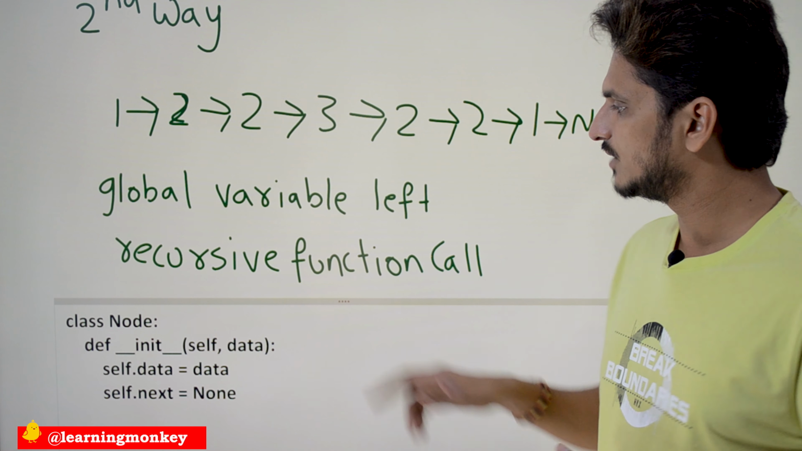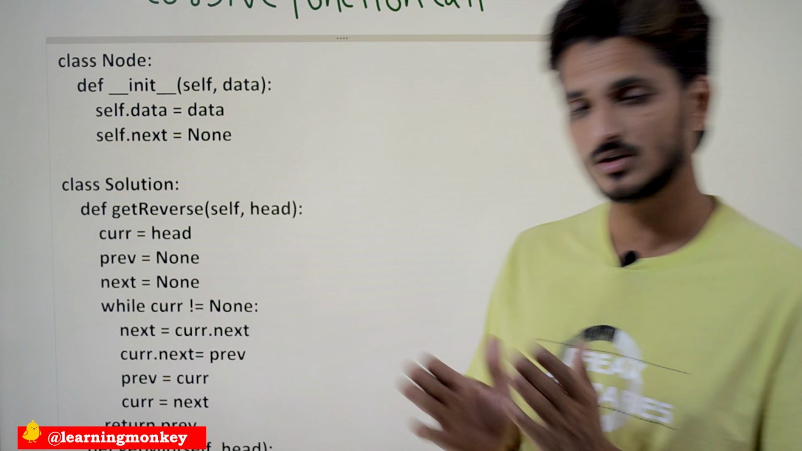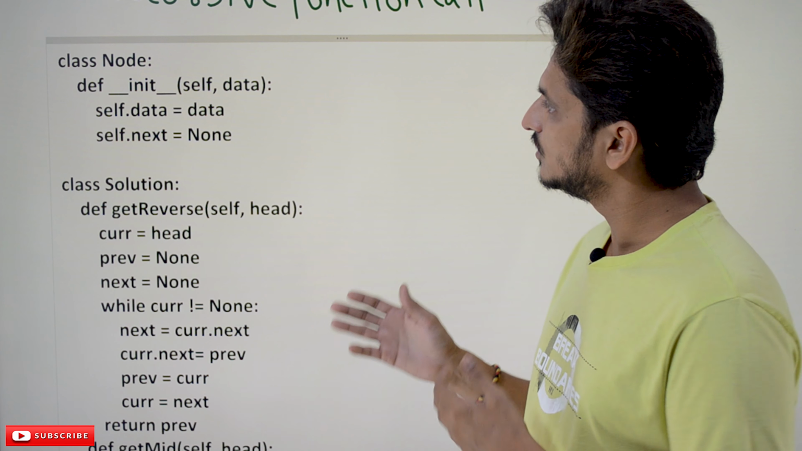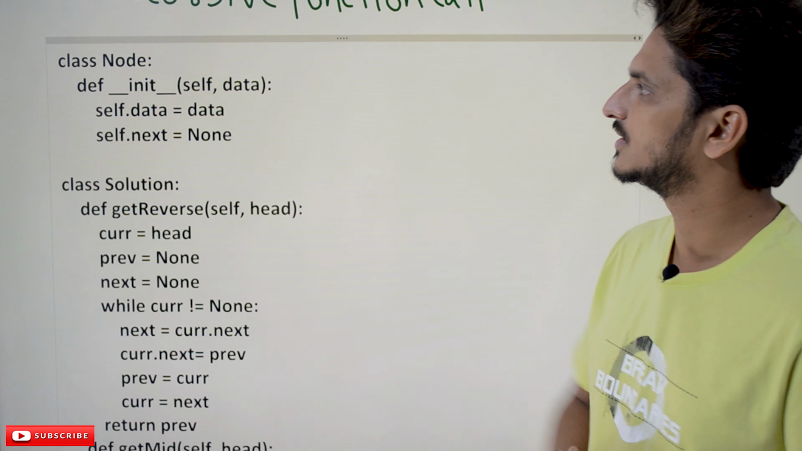Now coming to the coding part. The coding part is available on our website learningmonkey.in. You can copy the code and use it from our website, or our suggestion is to try to solve it on your own. This is the coding part.